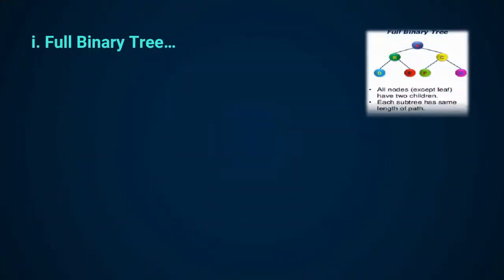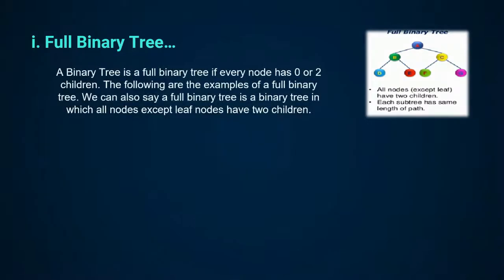First type of binary tree is a full binary tree, and its definition is: a binary tree is said to be a full binary tree if every node has either 0 or 2 children at each and every level. Also in a full binary tree, the length of the subtree is always the same.